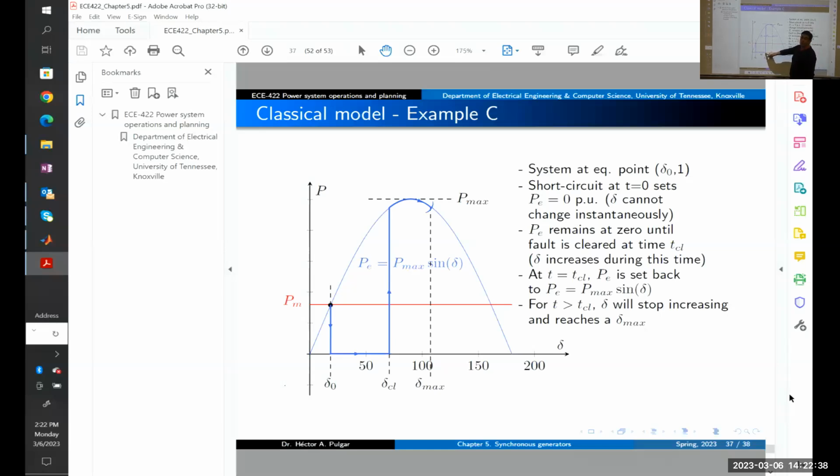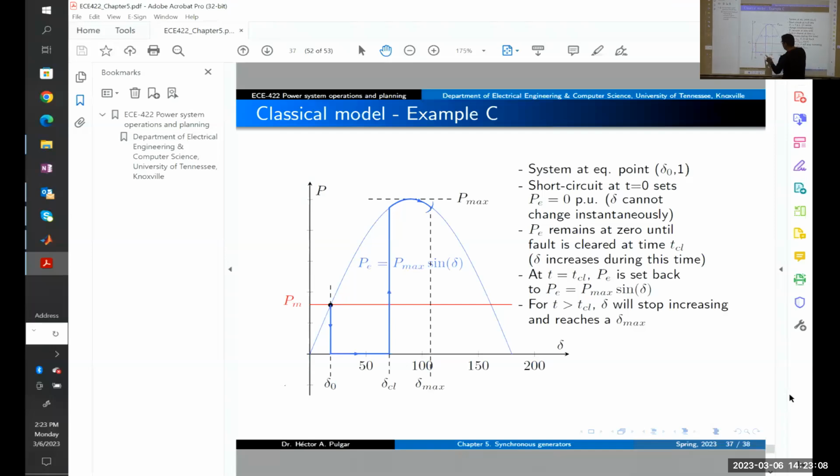At this point, what are we going to do? The state variables cannot change instantaneously. The angle and the speed will be the same. So the fault will be clear. The electrical power will be restored. The accelerating power in the machine will change. But we're going to use the state variables at the end of the short circuit as an initial condition after the fault is clear. So we will simulate here two parts.